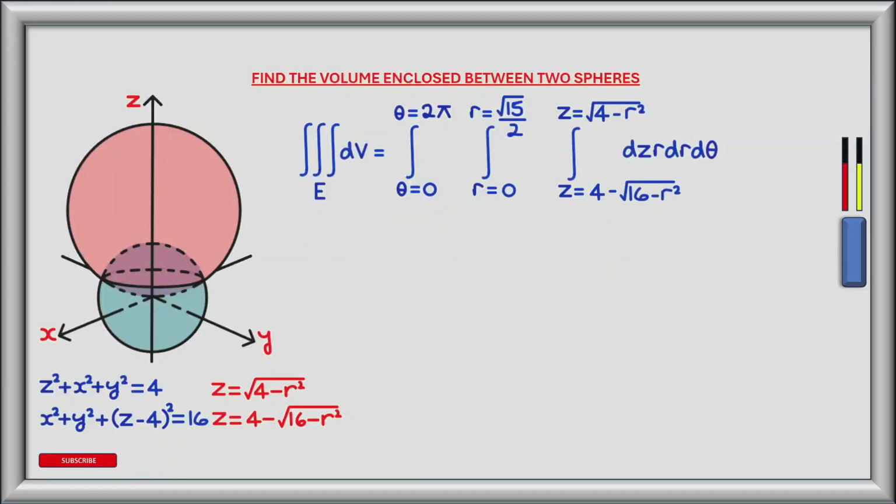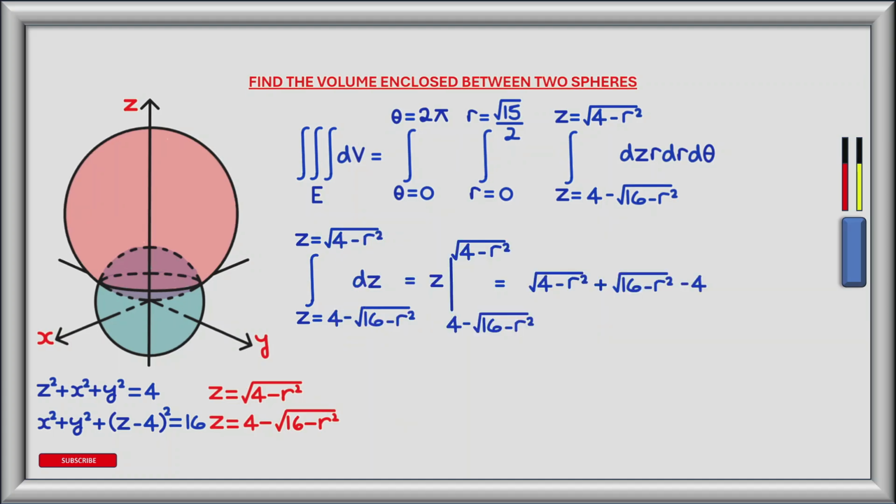So we now have our triple integral where we're integrating dz dr d theta. So let's begin the evaluation process, beginning with the integral for z. So we want to integrate from z equals 4 minus the square root of 16 minus r squared to z equals the square root of 4 minus r squared dz.